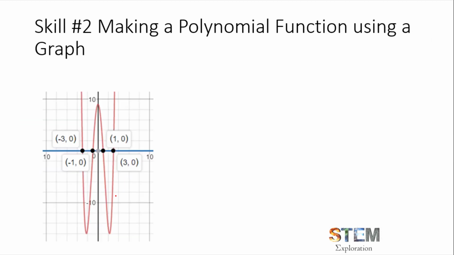So let's talk about making a polynomial function using a graph. I have a situation here. I set the equation equal to 0, and then I found all the zeros of the graph using Desmos. So I can see I have 4 zeros here. My roots or my zeros are as follows. We have zeros of negative 3, negative 1, 1, and 3.